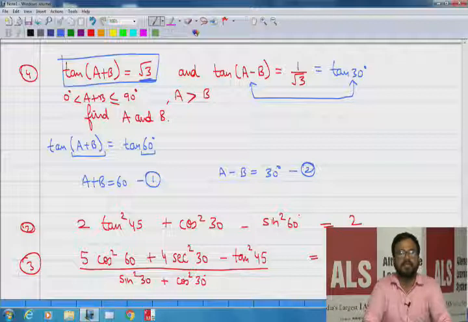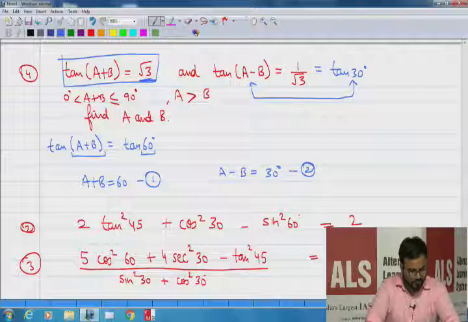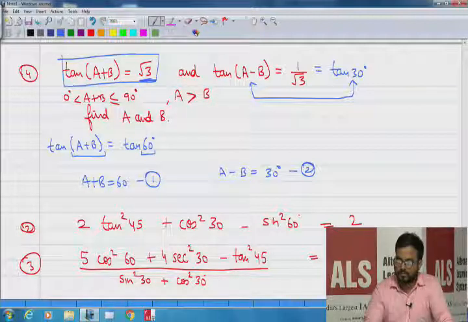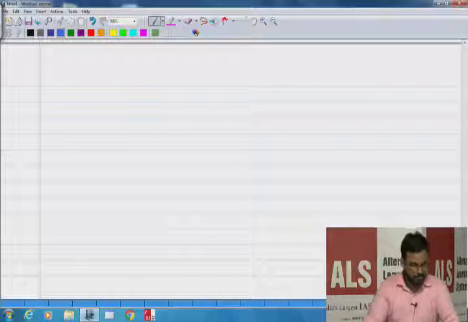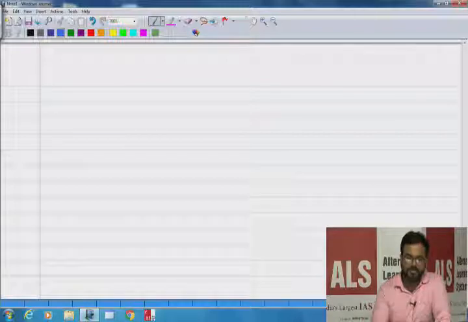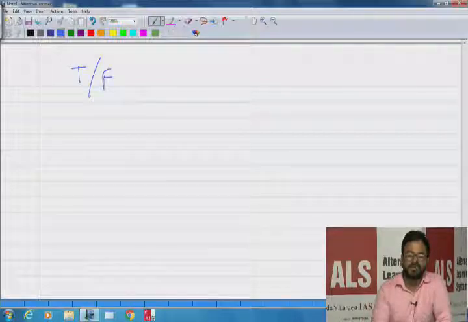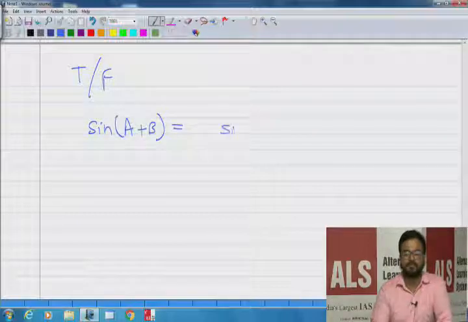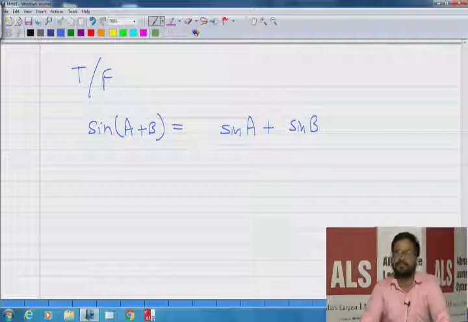Is this clear till now? Any doubt? Perfect. Okay. Now, tell me whether it is true or false: sine of a plus b is equal to sine a plus sine b. What is this? True or false?